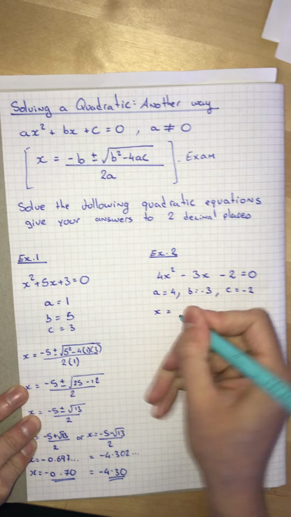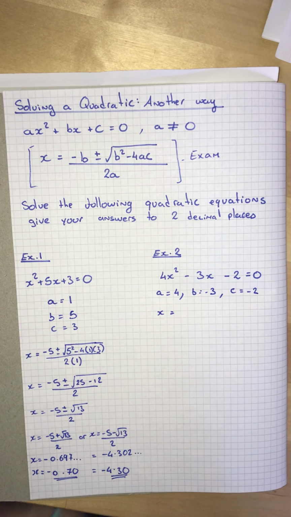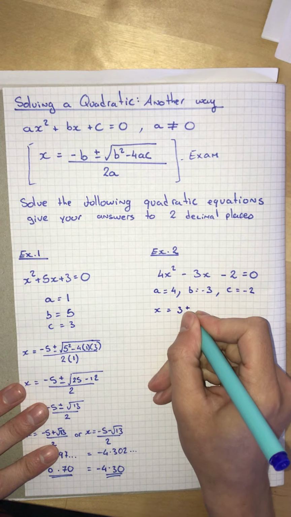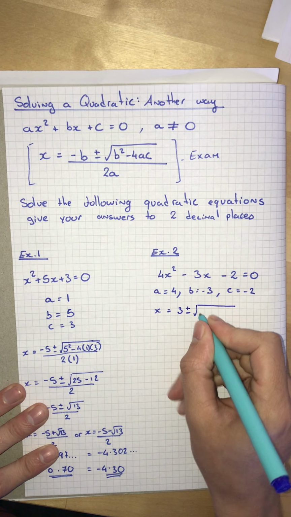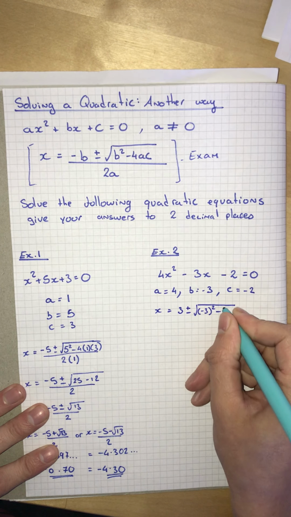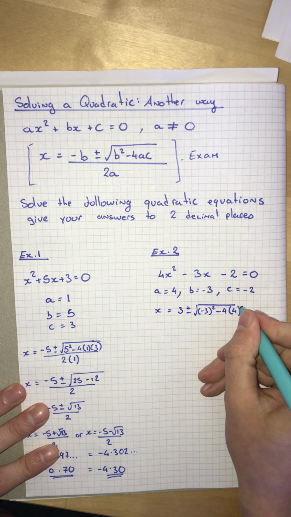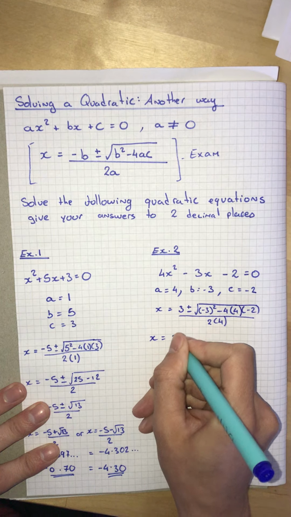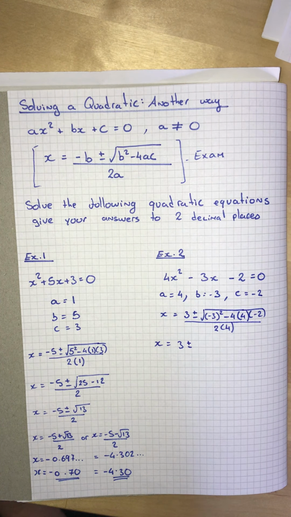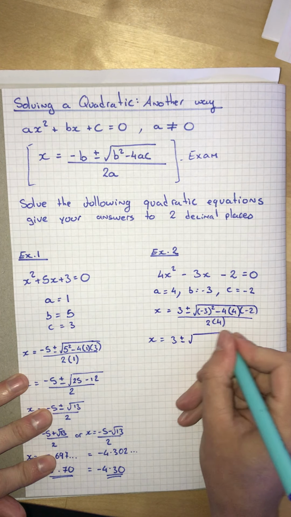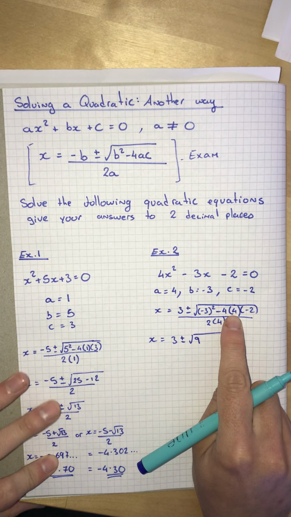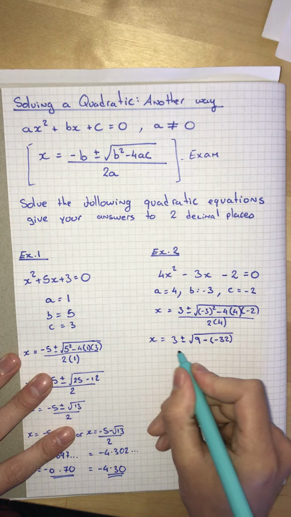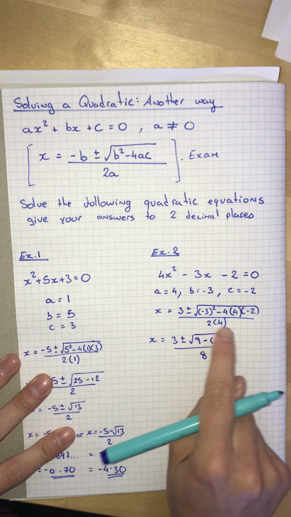Okay, so then I'm going to write out x equals, now this is where you need to be careful, it is negative b, and b is negative 3. So that's telling you it's negative 3, which comes out as positive 3. All over the square root of b squared. So negative 3 squared minus 4 times a times negative 2. All over 2 times 4. What is negative 3 squared? Well, negative 3 squared is negative 3 times negative 3, which is positive 9. 4 times 4 is 16, times negative 2 is negative 32. So you get 9 minus negative 32, all over 8, because 2 times 4 is 8.